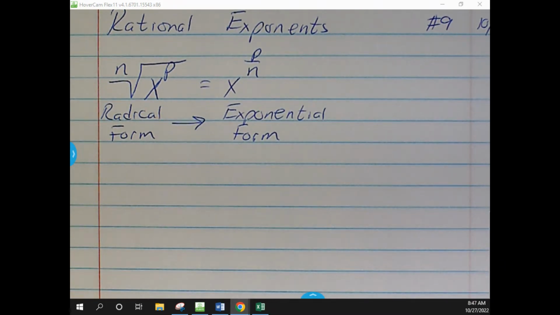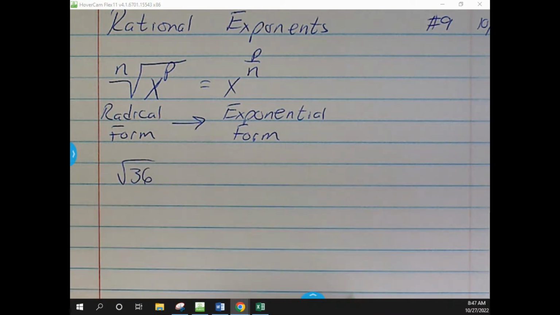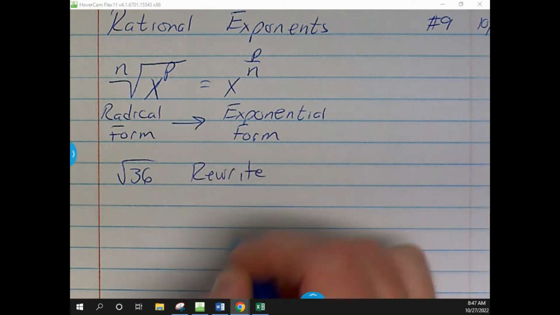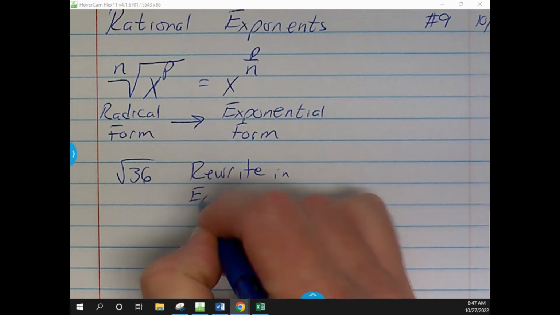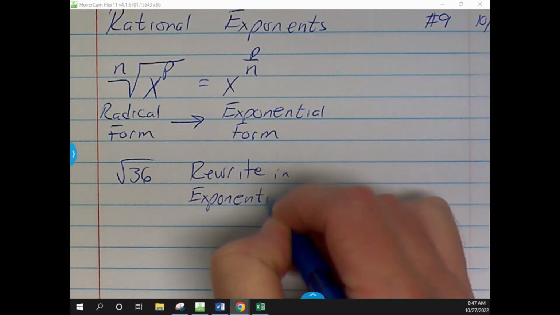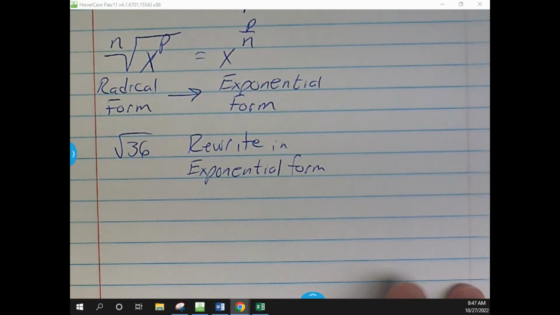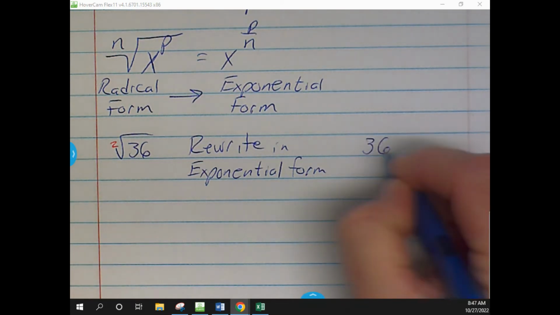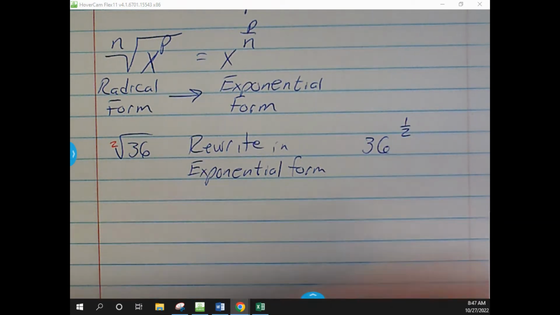All right, now what they're going to have you do in this case is walk us up into some things we're going to do. I know we can do this, and we know what the answer is, but in some of these cases, they're actually going to ask you just to rewrite it. So if we have the square root of 36, they're not going to ask you to simplify it. They're going to ask you just to rewrite it. Technically, the index is 2, so there's a 1/2 here. If we rewrite it in exponential form, it's going to be 36 to the 1/2 power.